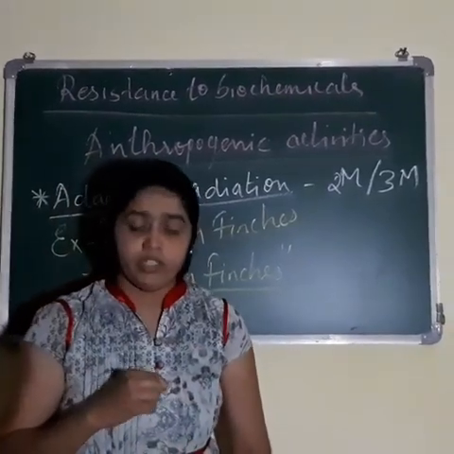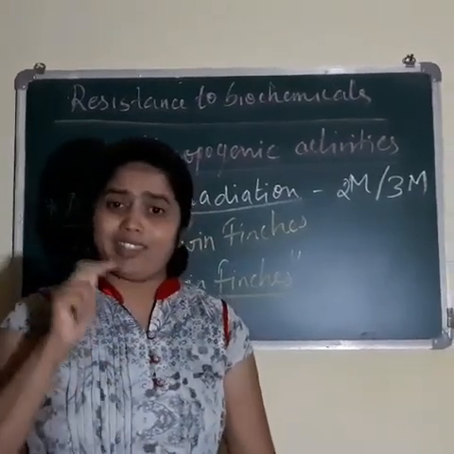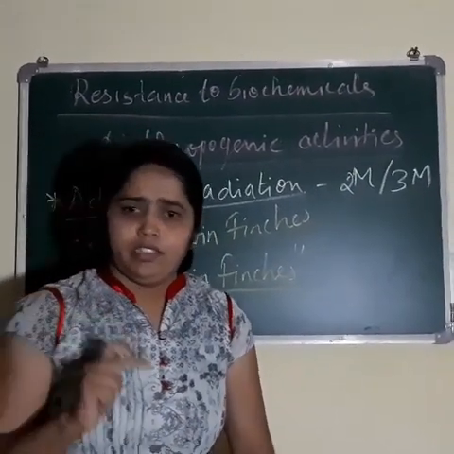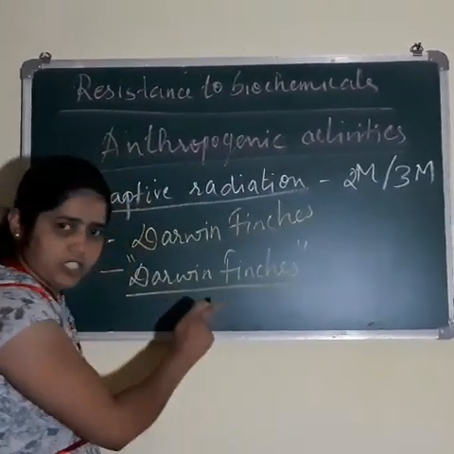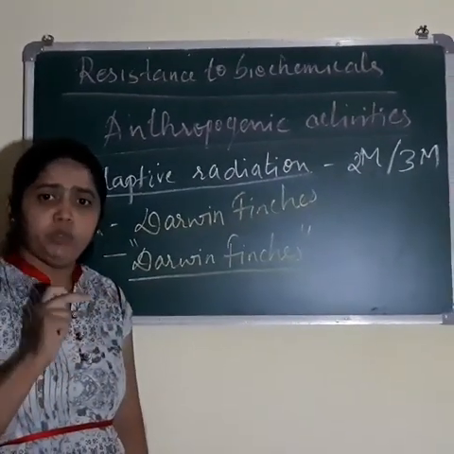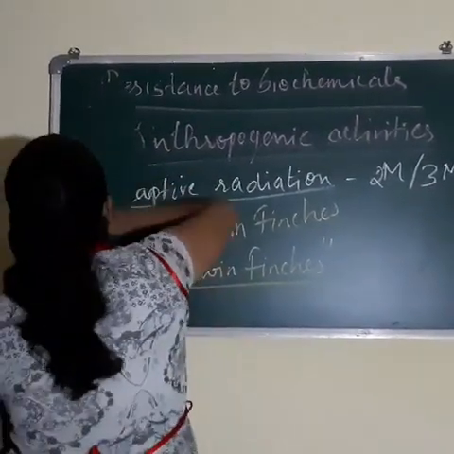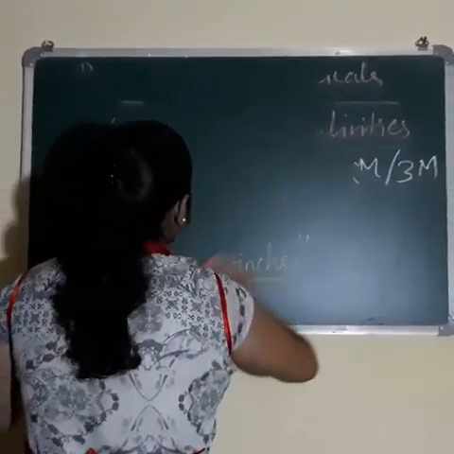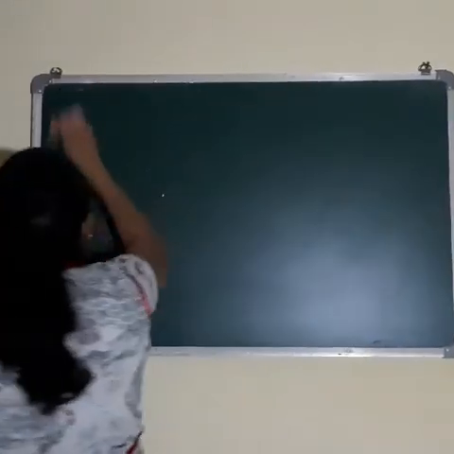There are a variety of finches. He could observe that there were a variety of finches on the same island. Then he came to the conclusion that these different finches existing on the same island were due to some reason. What was that reason? I'll draw the diagram of those finches so that you can understand.